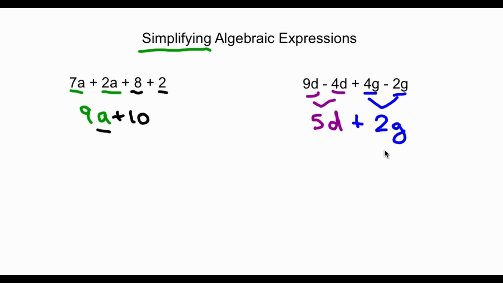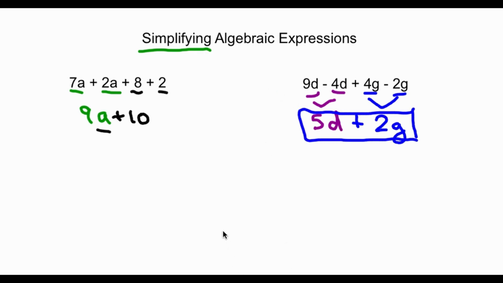All right, now here we got the 5d and the 2g. Are they like terms? Can we combine them? The answer is no, because this has the variable d, this has the variable g. They are not like terms, so this is the simplest form for this expression.